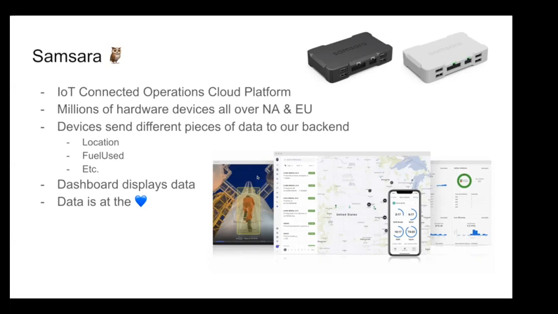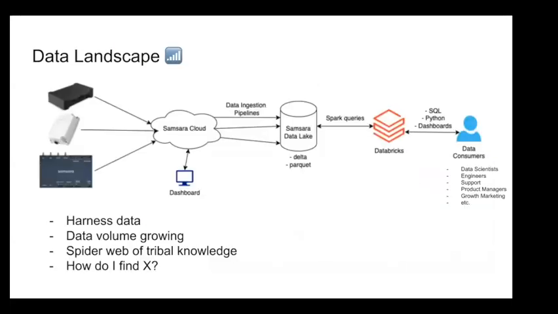The main thing I want to drive home for the sake of this presentation is data is really at the heart of Samsara. All of the experiences and features that we build for our customers are powered by their own data. And so that leads us into our data landscape. If you look here, on the left is some of our hardware devices. And these connect to what we call the Samsara cloud, which is essentially our backend. And then this cloud powers that dashboard. So this left side of this diagram is basically the customer experience. They hook up these devices, stream data automatically to the cloud, and then they get to use this nifty dashboard.